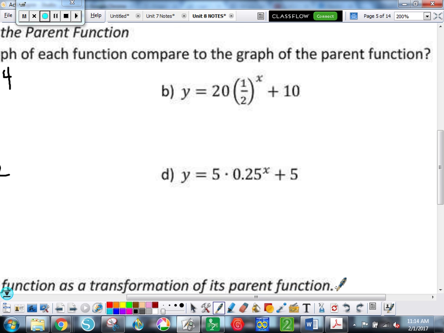Part B, a lot more is going on here. The function, what does the 10 do? Up 10. What does the 20 do? It is a stretch. Good. It's also the y-intercept, right? And then what about part D? What does the +5 do? Up 5. What does the 5 in front do? It's a stretch. Even though this is a 0.25, is it still a stretch? Yes, it's just a decay.